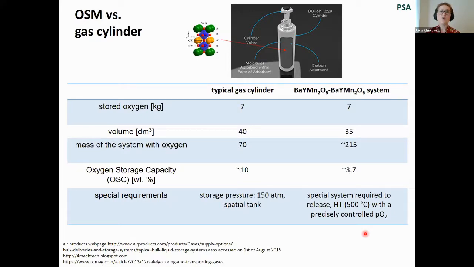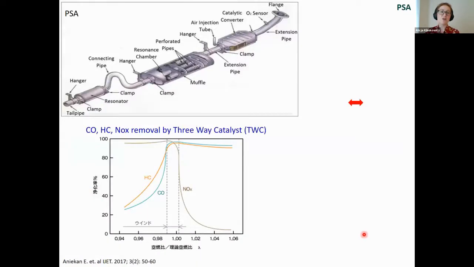So where can we use it? And why do we still call them oxygen storage materials? Well, this is a historic name, so that's why we keep it. But let me show you where we can actually practically use it. So here is the figure showing you the exhaust system. And here you can see the catalytic converter. This is an exhaust system for a gasoline fuel car. The diesel one is a little bit different. But for the gasoline fuel car, we have this catalytic converter in here.